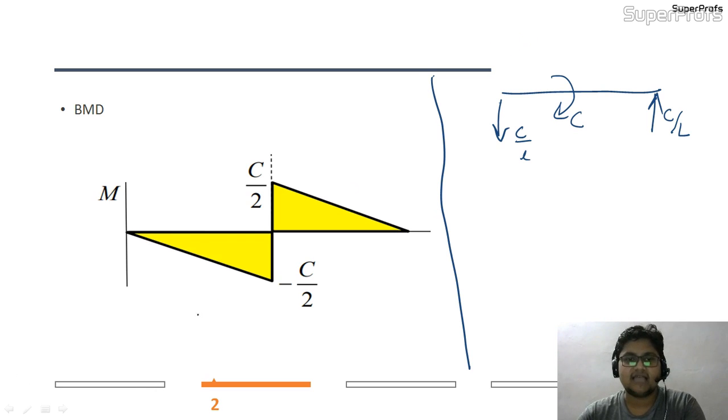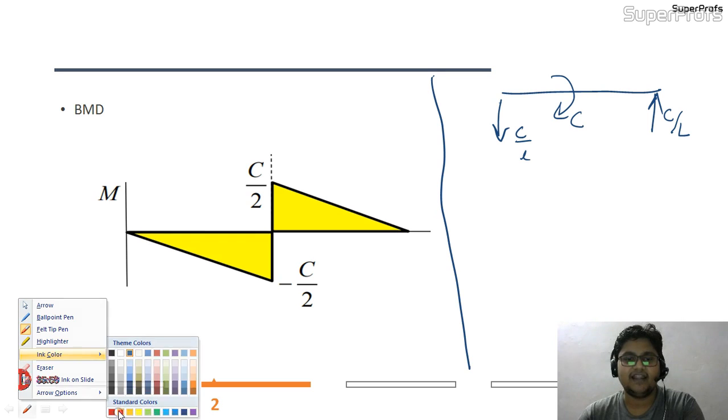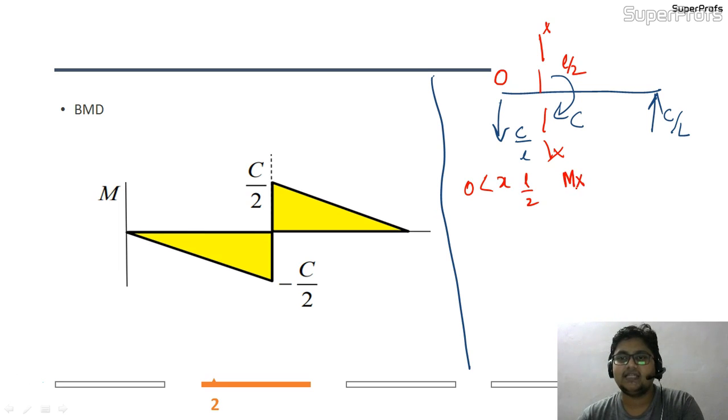So what I will do is take a section plane, just like the method of section which you will find written in many books. This is the section plane I have taken, that is my XX, and this section lies between 0 and L by 2. So for X belonging to 0 to L by 2, as this force is acting in the downward direction, it will produce a hogging moment. So I will take a negative sign here, and it will be C by L into X.